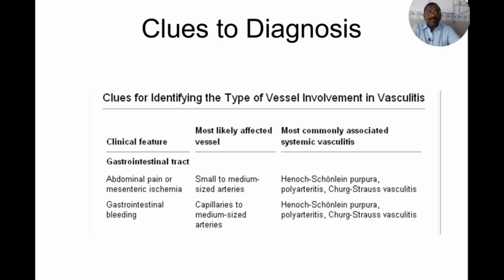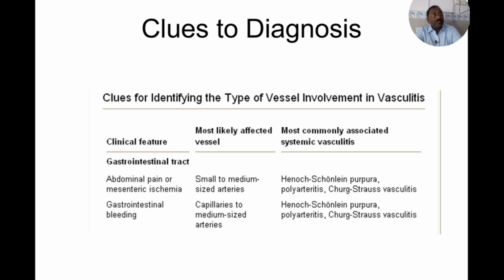Abdominal pain or mesenteric ischemia: small to medium sized arteries. Here HSP, polyarteritis, and Churg-Strauss vasculitis will have abdominal pain and mesenteric ischemia. Gastrointestinal bleeding: capillaries to medium sized arteries. Here HSP, polyarteritis and Churg-Strauss vasculitis will have gastrointestinal bleeding.